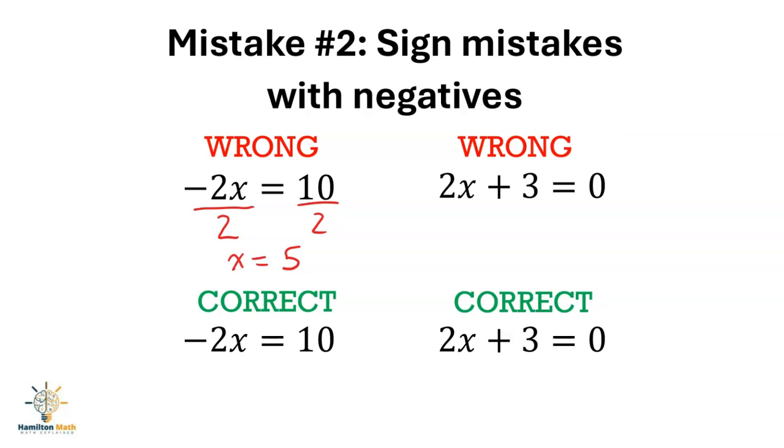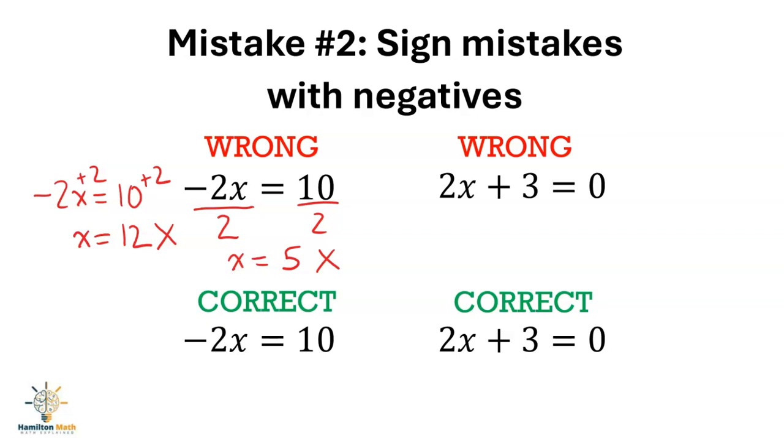Or the other thing they might do is this. They might say because I have the negative 2x equals 10, we're going to add 2 to both sides. And if they did that, they would say, well, then x is going to be equal to 12. Those are both wrong. Here's the correct way to do this.